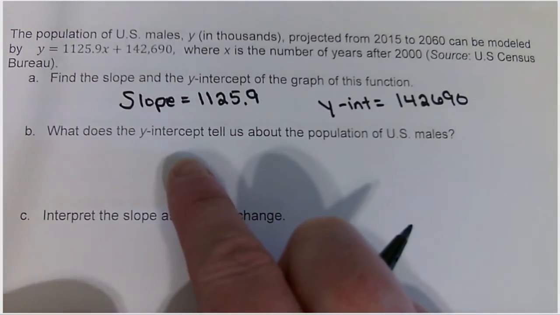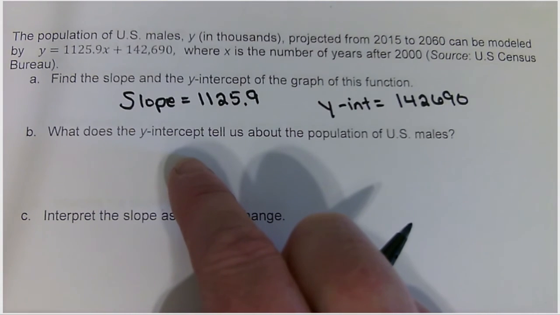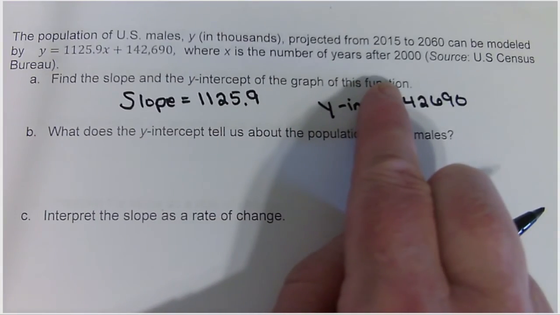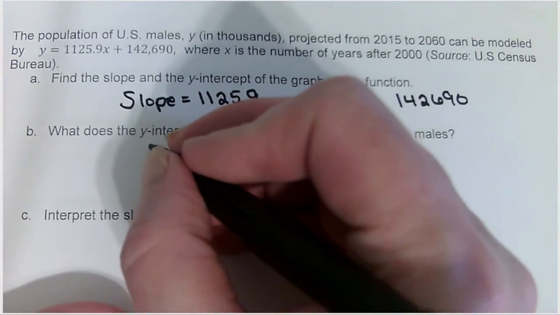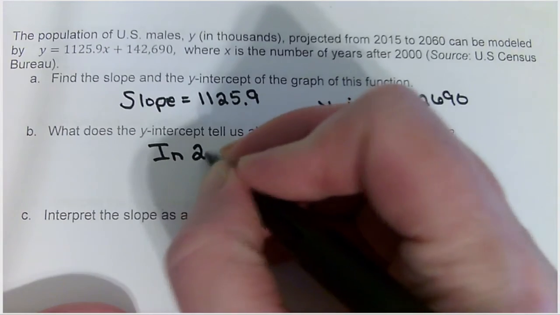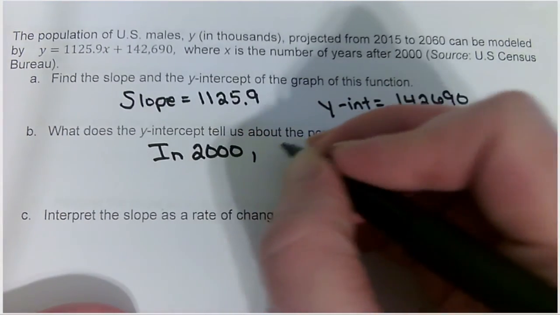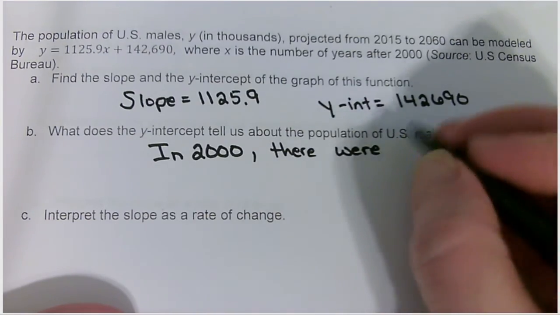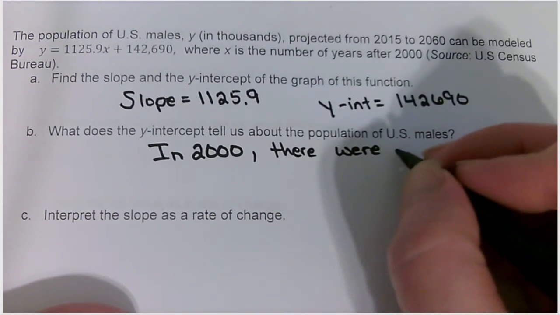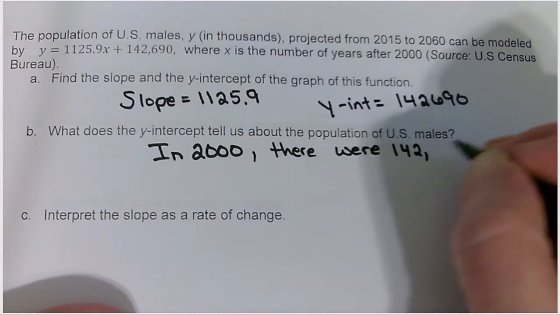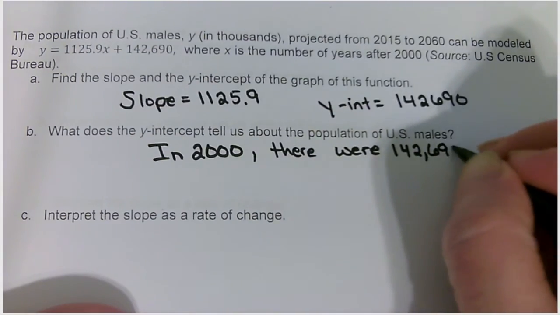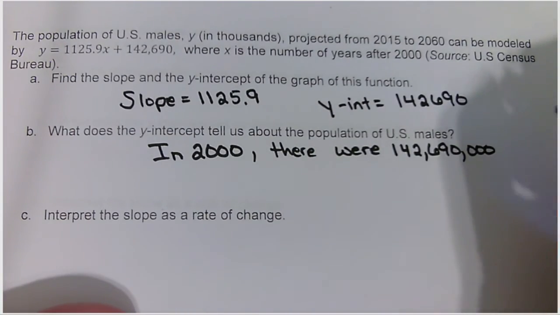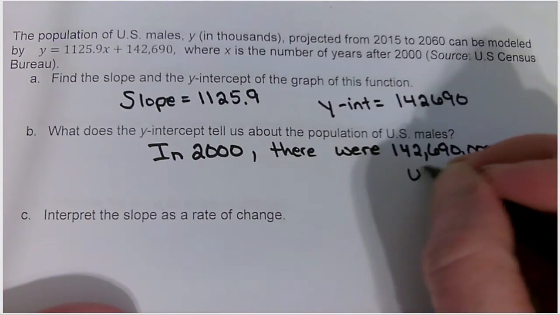So remember, a y-intercept is when x is 0. So if x is 0, then the number of years after 2000 is 0. So this really means in 2000, there were 142,690, that's in thousands, 1,000 U.S. males.